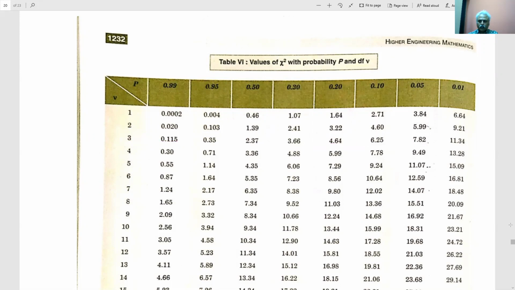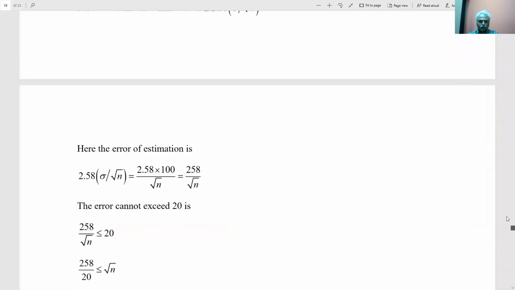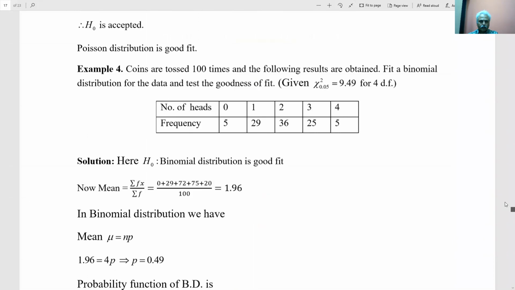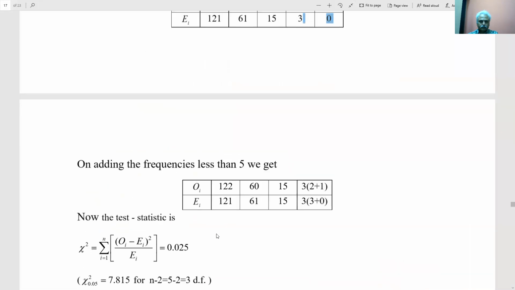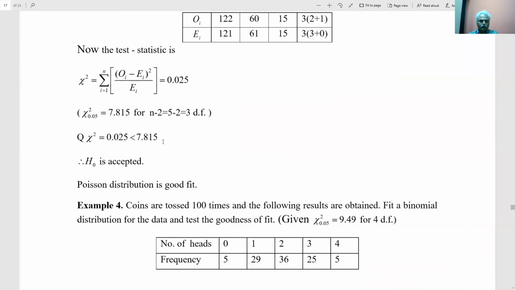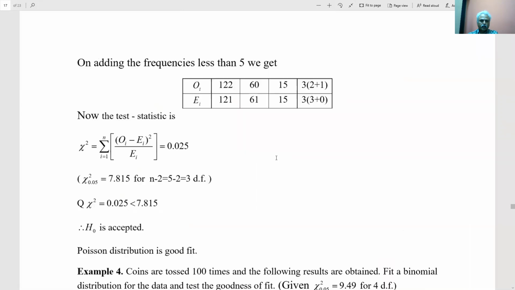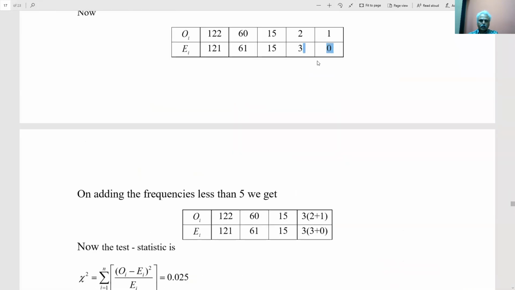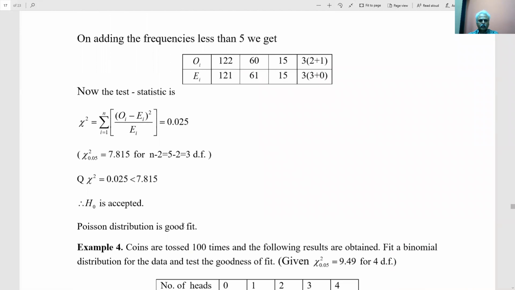So when I go back to that example now, we are using 7.815. So the calculated value is 0.025. The chi-square distribution value is 7.815. Calculated value is less than table value, so H not is accepted. Whatever Poisson distribution we have assumed is quite a good fit for this. So goodness of fit is tested. Poisson distribution is a good fit.